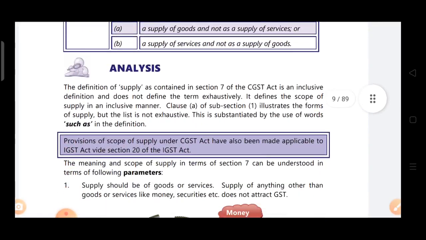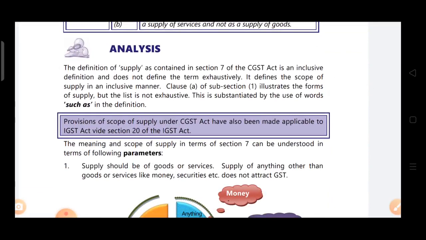Now analysis. The definition of supply as contained in section 7 of the CGST Act is an inclusive definition and does not define the term exhaustively. I said earlier it's an inclusive definition, it's not an exhaustive definition. It defines the scope of supply in an inclusive manner. Clause A of subsection 1 illustrates the forms of supply, but the list is not exhaustive. This is substantiated by the use of words such as in the definition. They have given us such as.